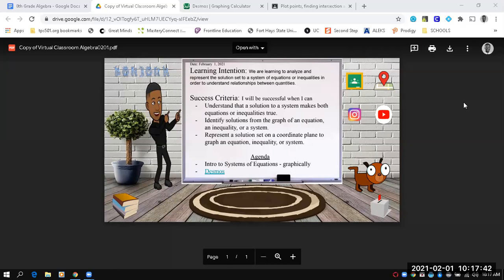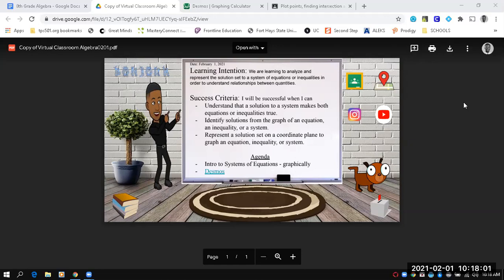The success criteria states that I will be successful when I can understand that a solution to a system makes both equations true, and identify solutions from a graph of an equation. So we're going to be focusing on how to solve and plot these systems of equations using a graph. The next one says to represent a solution set on a coordinate plane to graph an equation.